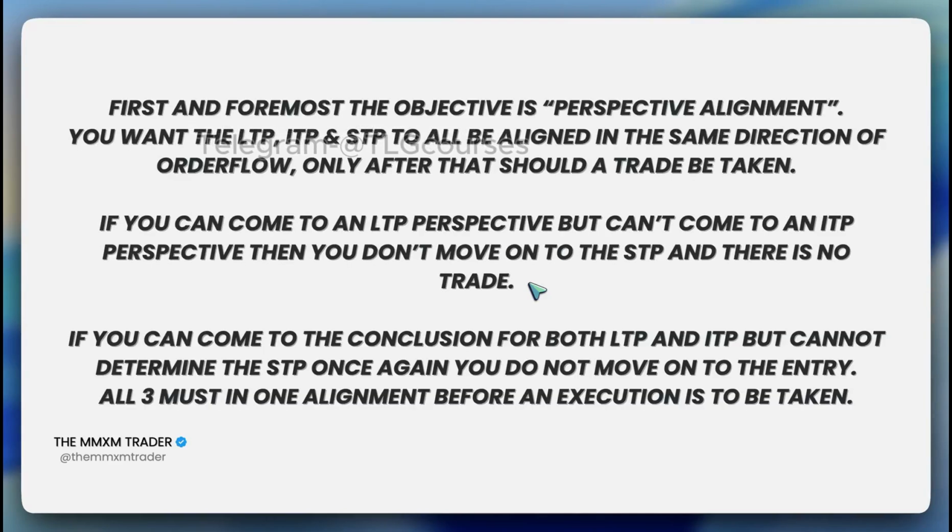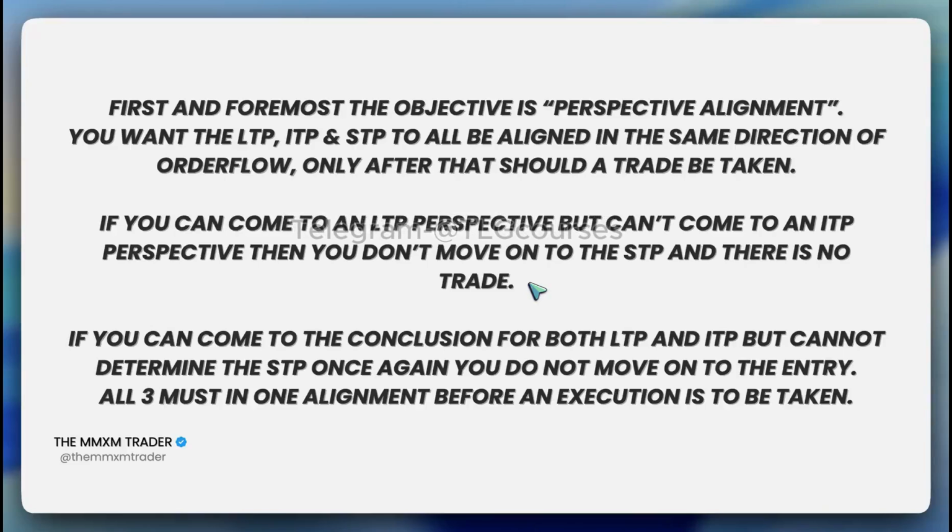First and foremost, the objective is perspective alignment. You want the LTP, ITP, and STP to all be aligned in the same direction of order flow, and only after that should a trade be taken. So you want to be bearish on the LTP, ITP, and STP, and then you want to take a trade. Or if you're bullish, you want to be bullish on all three perspectives.